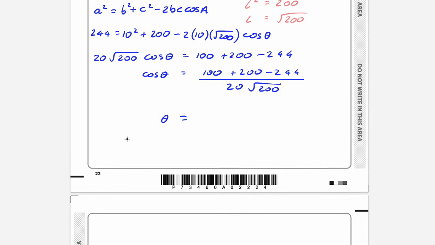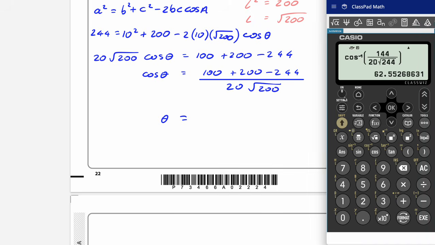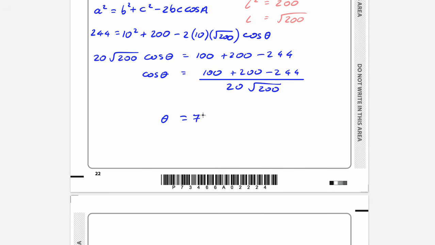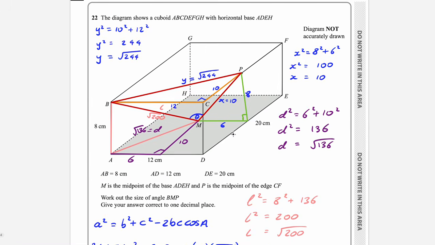And then theta is the inverse cos of this. So I need to do inverse cos of 100 plus 200 minus 244 over 20 times root 200, and this equals 78.58, or 78.6 to one decimal place. I think he said 78.6, guys. Okay, that is question 22.